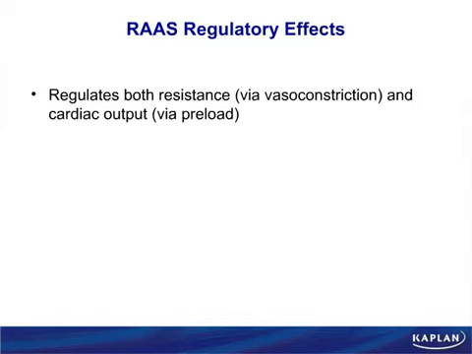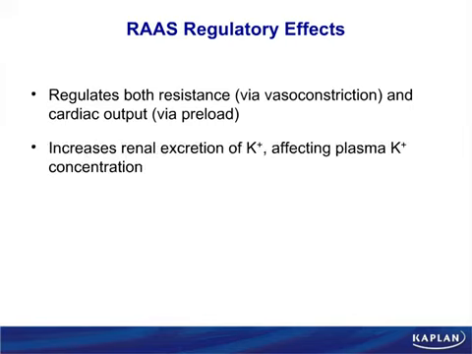The renin-angiotensin-aldosterone system regulates resistance with angiotensin II. Remember, angiotensin II is one of the most potent vasoconstrictors in the body, and it also increases potassium excretion. Angiotensin II causes potassium excretion. That's why ACE inhibitors raise potassium. This is one of the other things about ACE inhibitors and ARBs: they block potassium excretion. That's why they also prevent digoxin toxicity by raising potassium level.